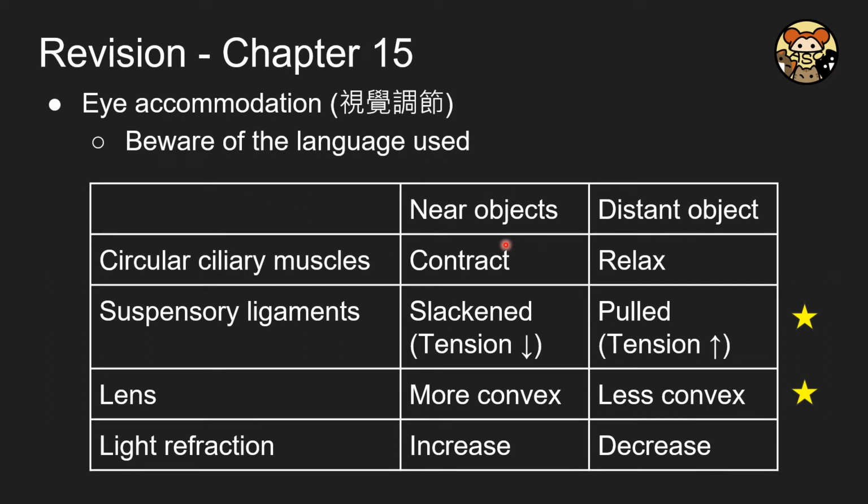And as we are focusing on near and distant objects, we are going to adjust the thickness of the lens. So let's focus on the near object. For the near object, the circular ciliary muscle will contract and then the suspensory ligament will slacken. I recommend you remember the term tension down, okay? And with less tension in the ligament, the lens will become more convex, okay? And then the light refraction will be increased. That's why the bending is also increased.